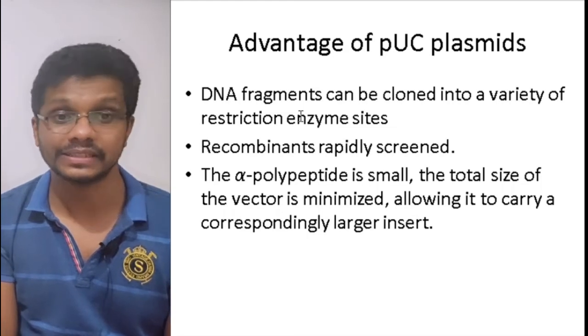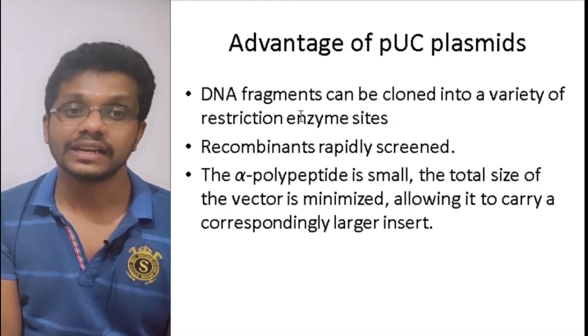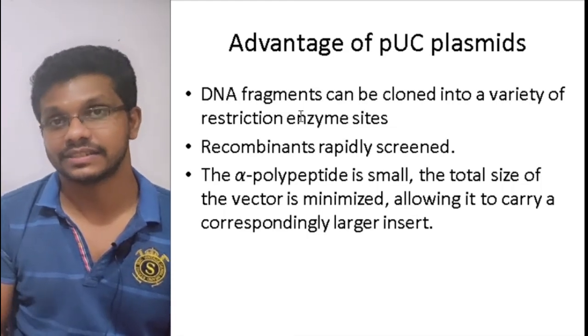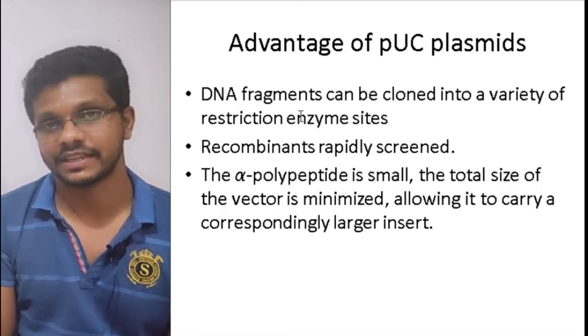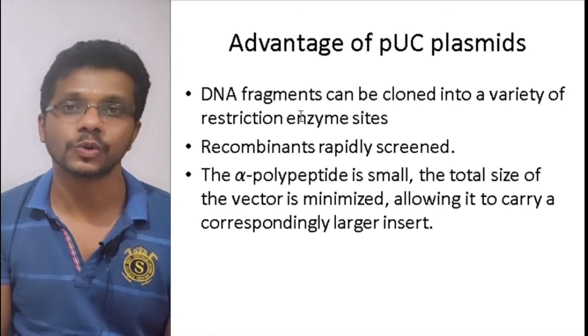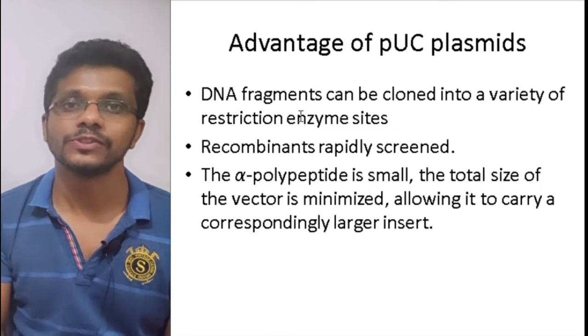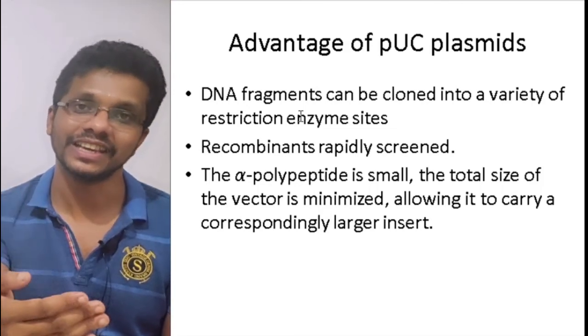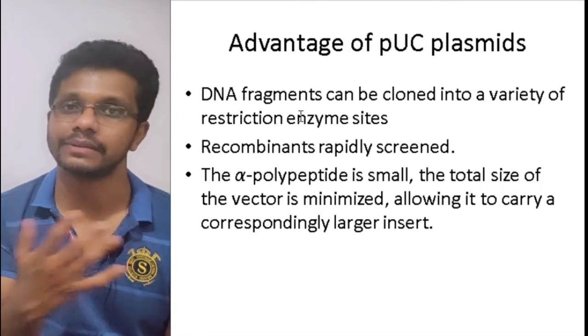That's an advantage. And finally, instead of the tetracycline resistance gene, which is a huge gene, we are using an alpha peptide. Alpha peptide is very small, so the overall size of the plasmid is low. So the carrying capacity is high when compared with pBR322.